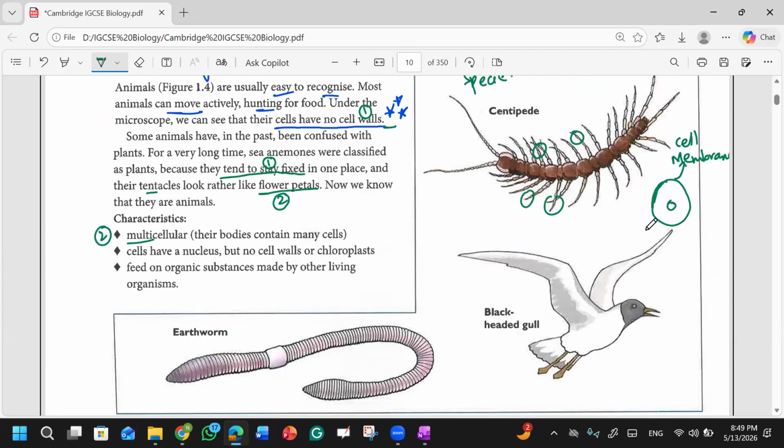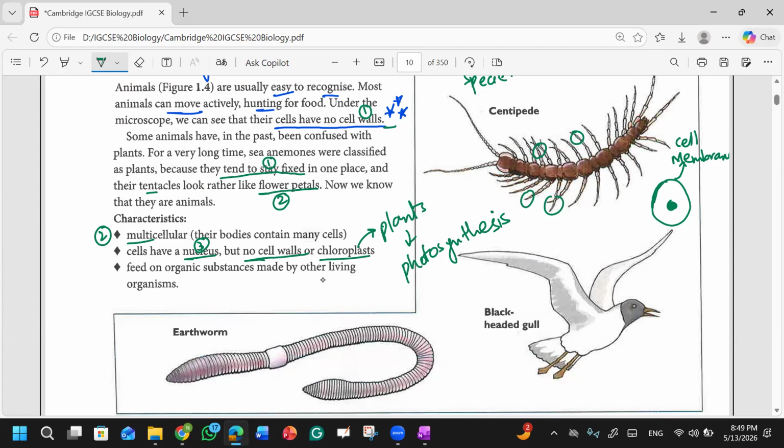This is the second characteristic of the animals. The third one is that their cell has one nucleus, one central nucleus in them. But no cell wall or chloroplast. What is the function of chloroplast? Actually, chloroplast is present in the plants, and it is responsible for photosynthesis.